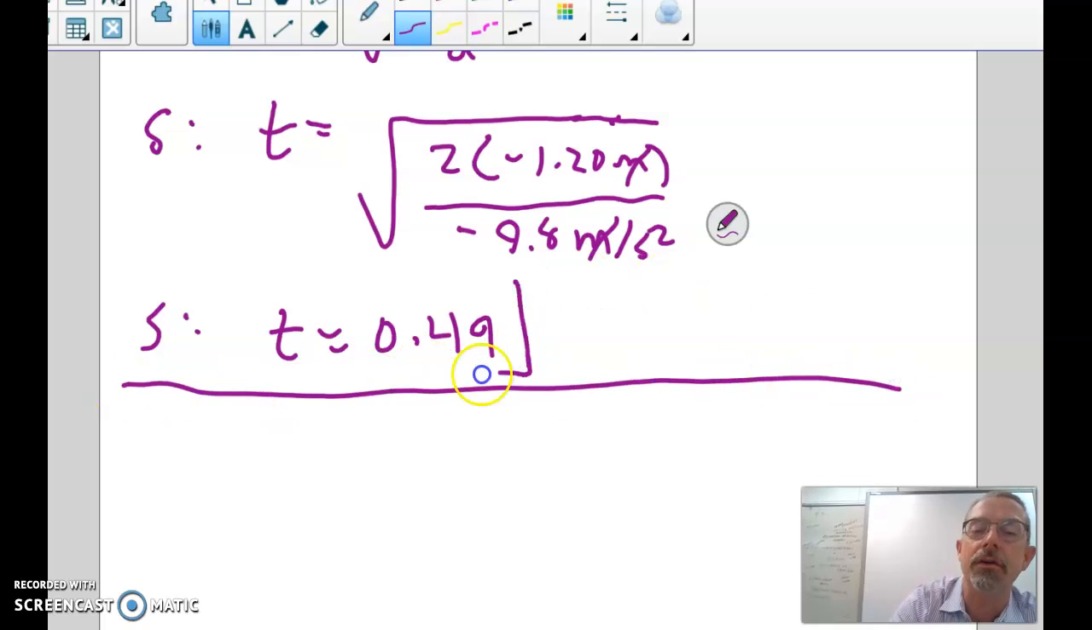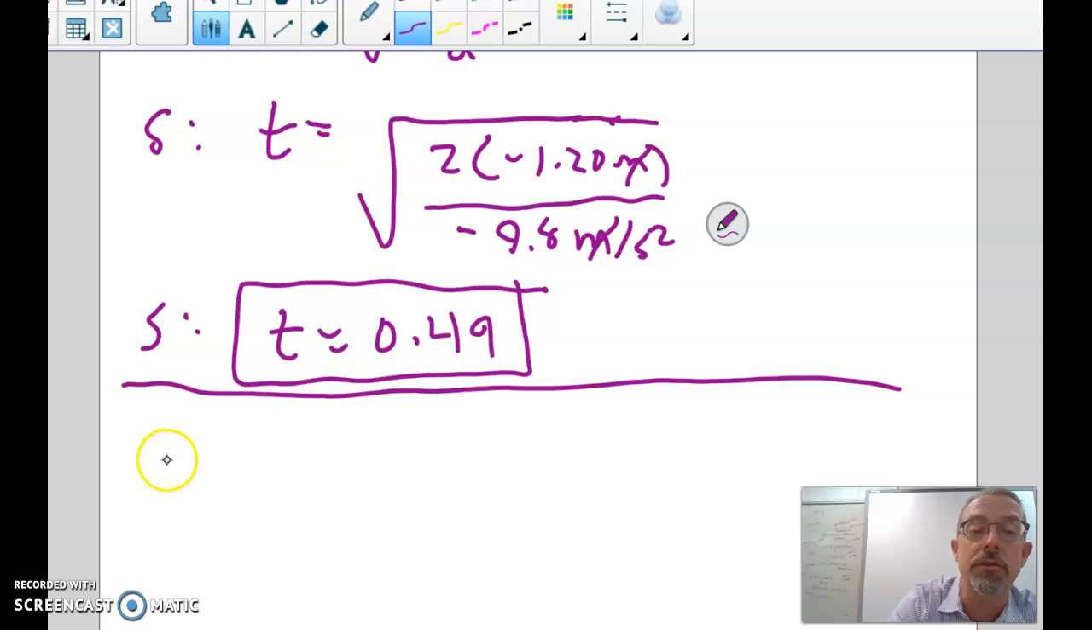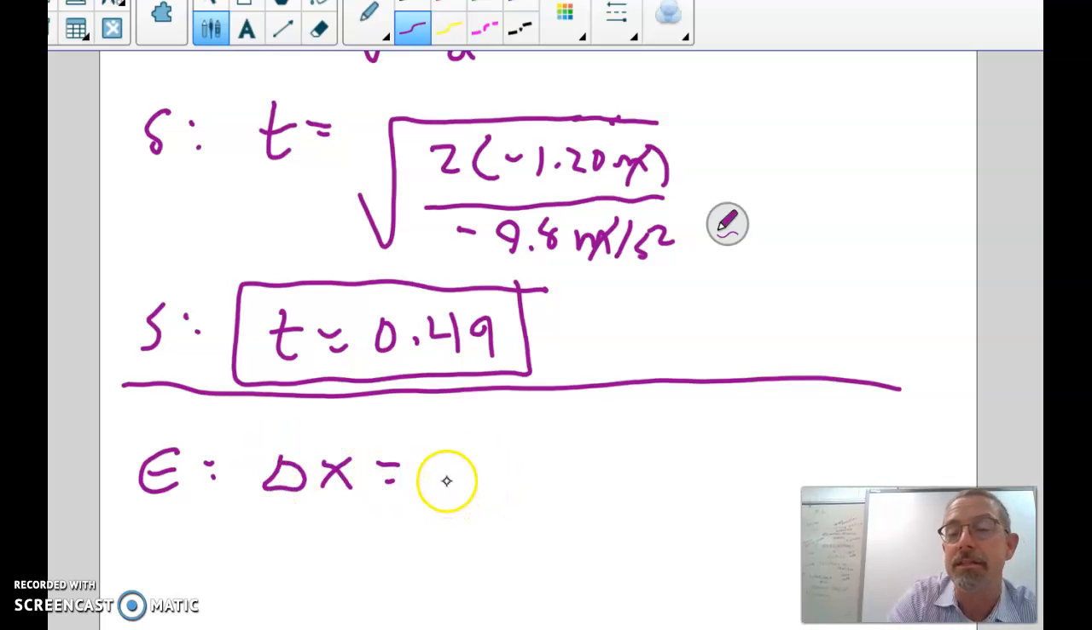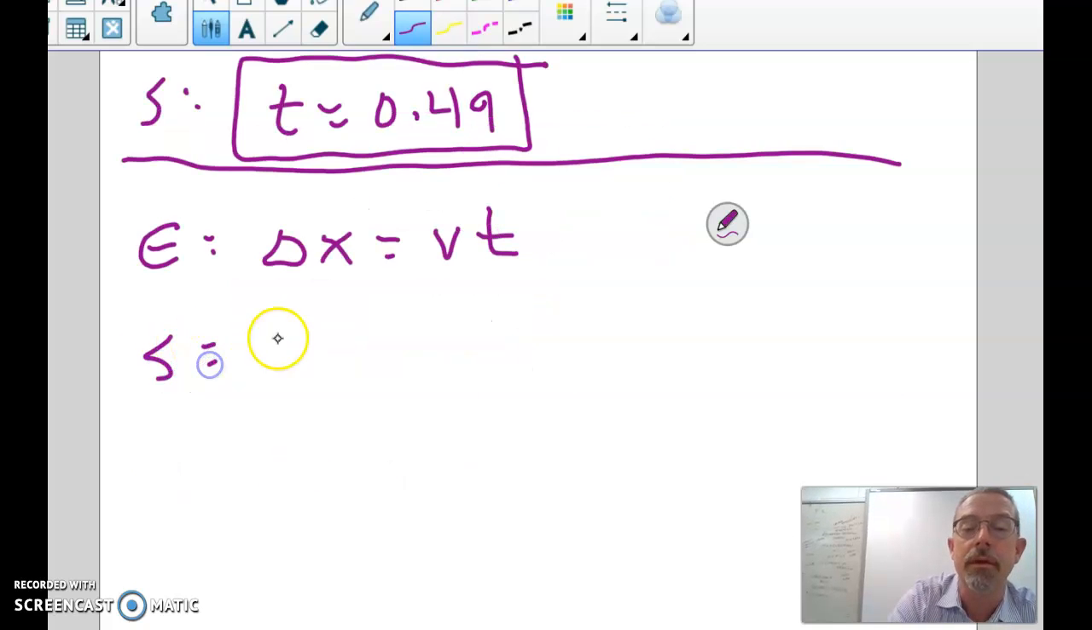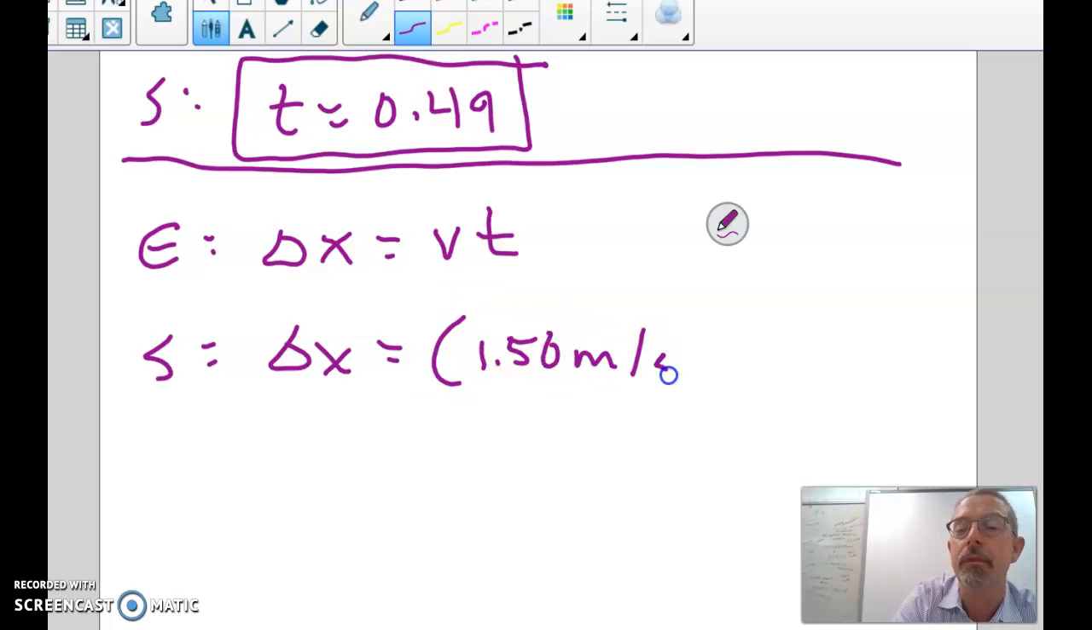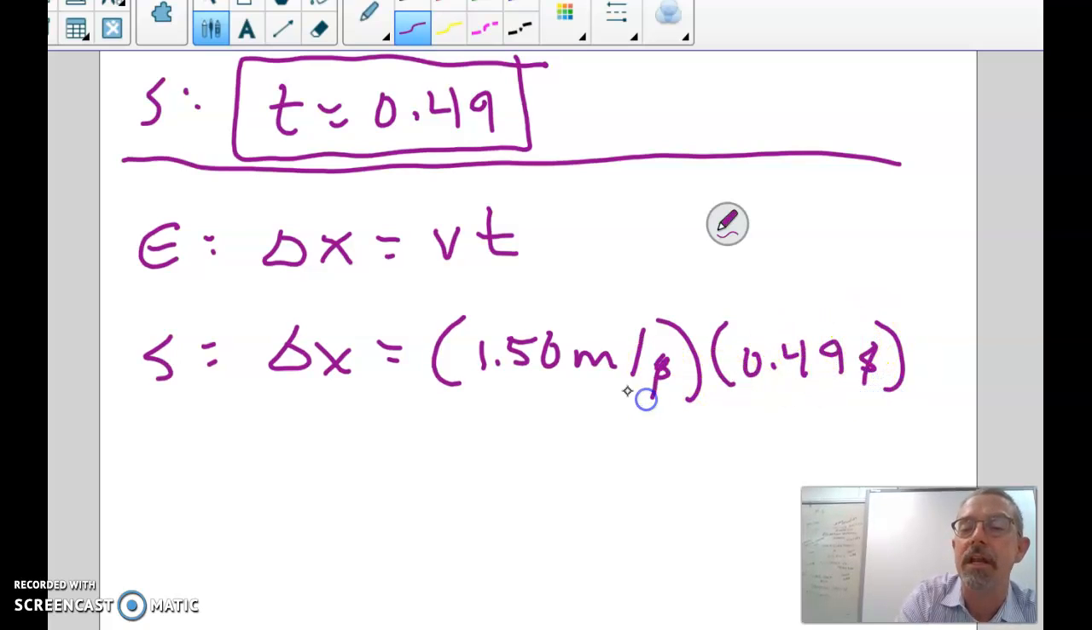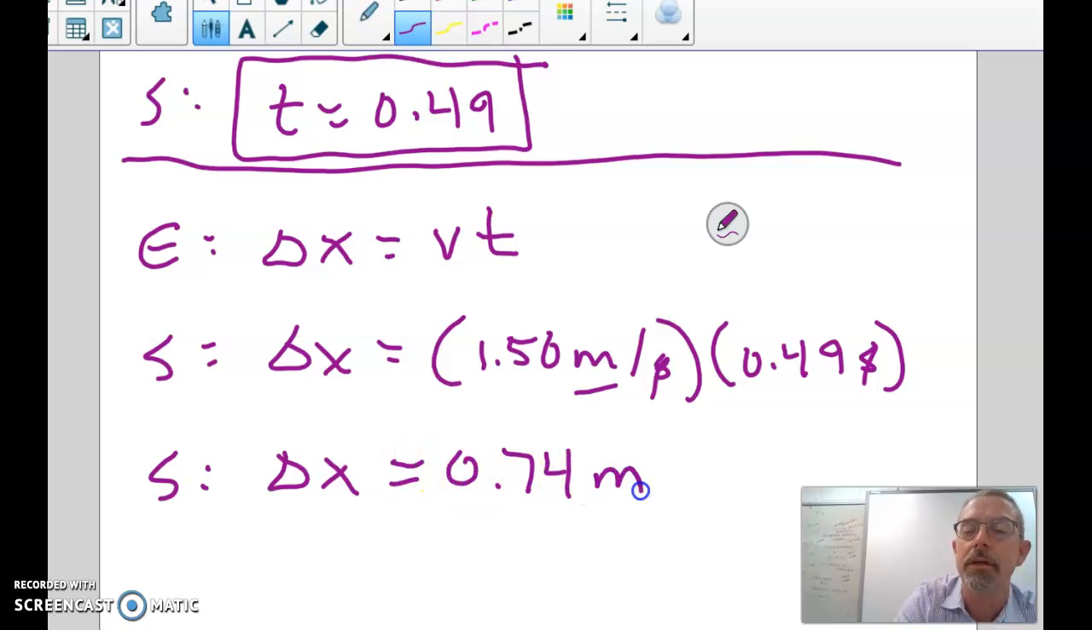Now I can take this value, this is now a new given, and I can plug it into that second equation. I need to figure out what my x component of displacement is. In this case, since there's no acceleration, it's simply going to be velocity times time. Substitute in delta x equals my horizontal velocity of 1.50 meters per second times my time of 0.49 seconds. Seconds in the numerator, seconds in the denominator, I get meters. This ends up being, my flagon will end up traveling a distance of 0.74 meters.